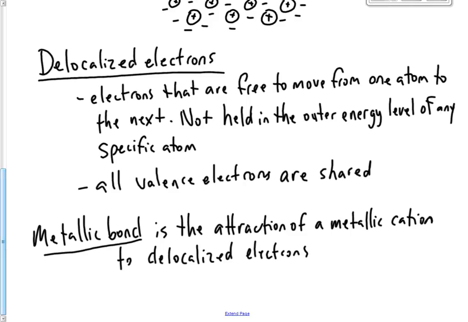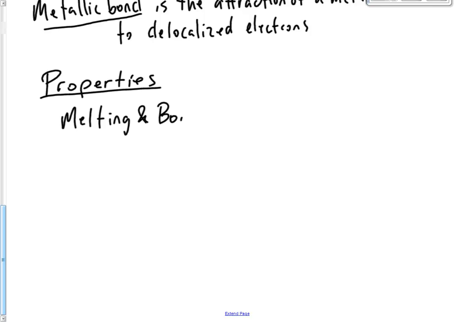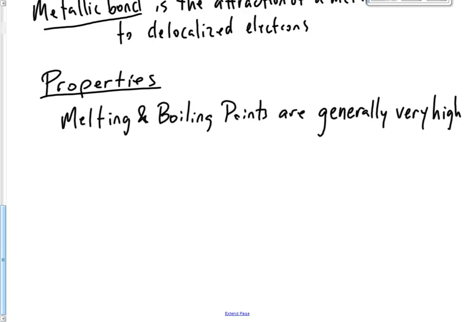So let's talk about some properties of metallic bonds and properties of metals. We're going to go quickly through these because, again, they're just definitions. Boiling points are generally very high. Okay, so obviously you're dealing with metals, and you've heated up a metal before, and it tends to be pretty hot before it actually melts.